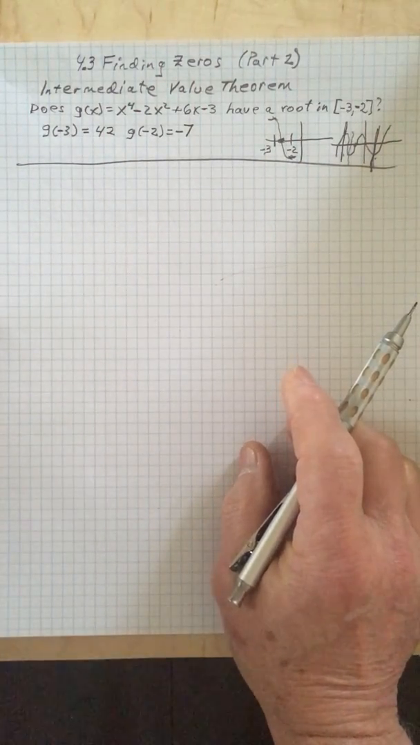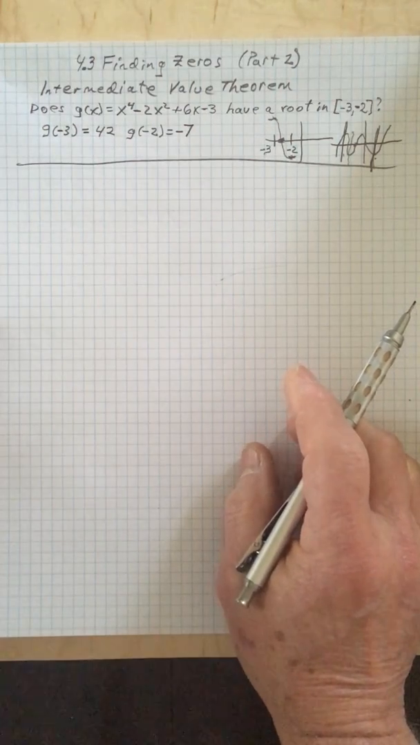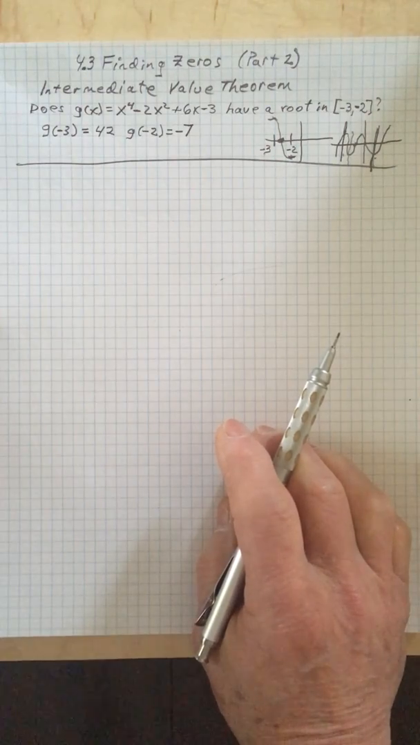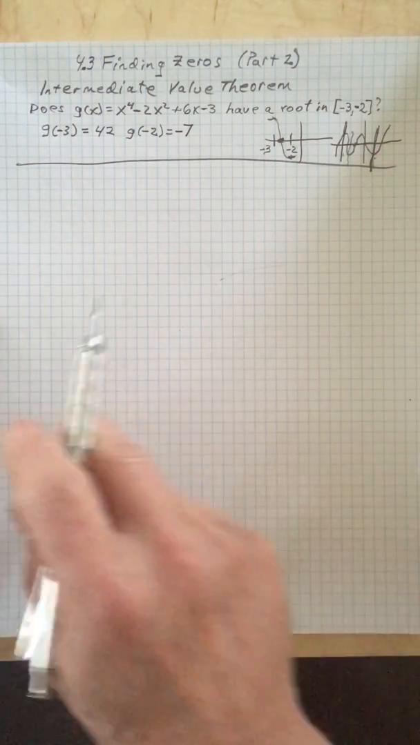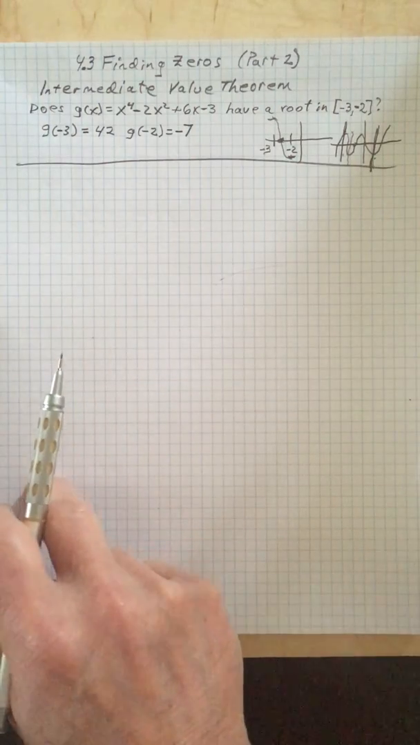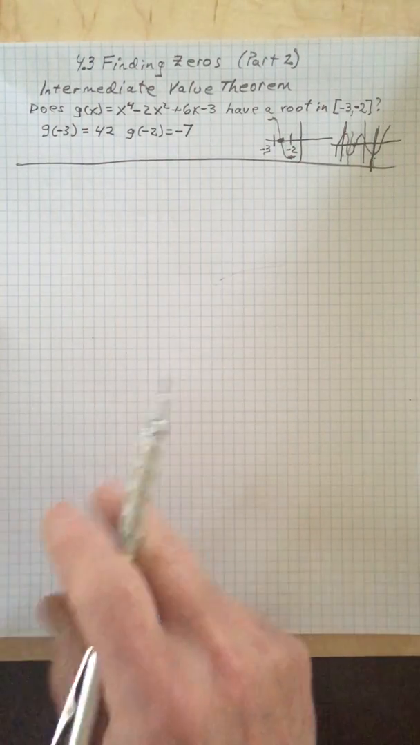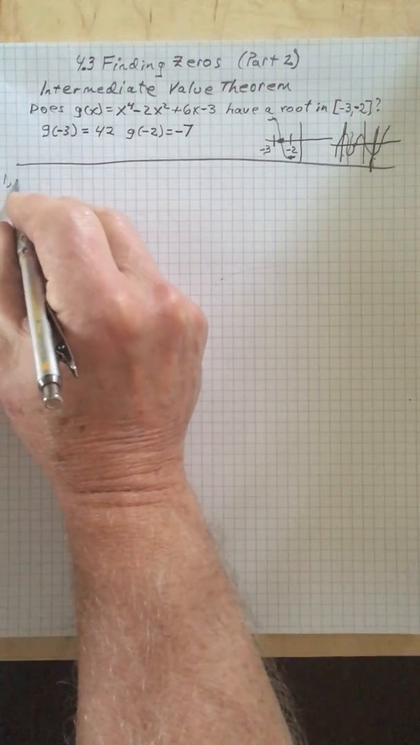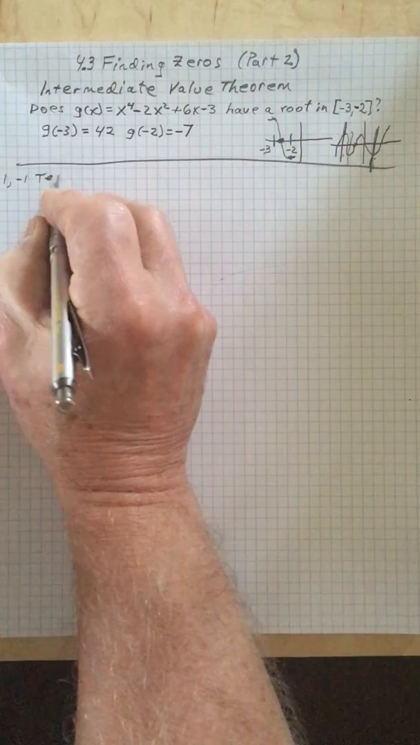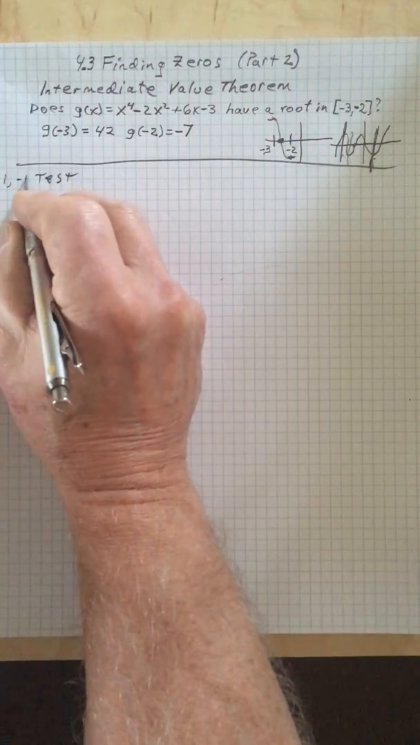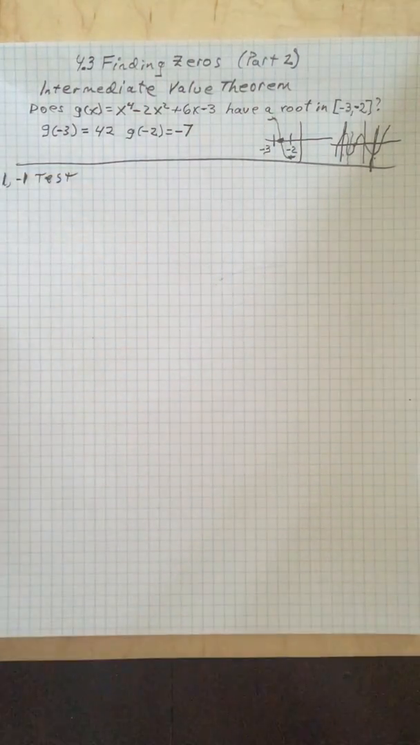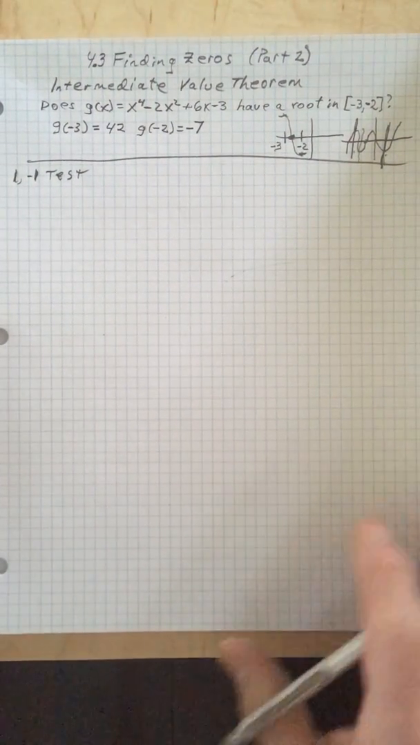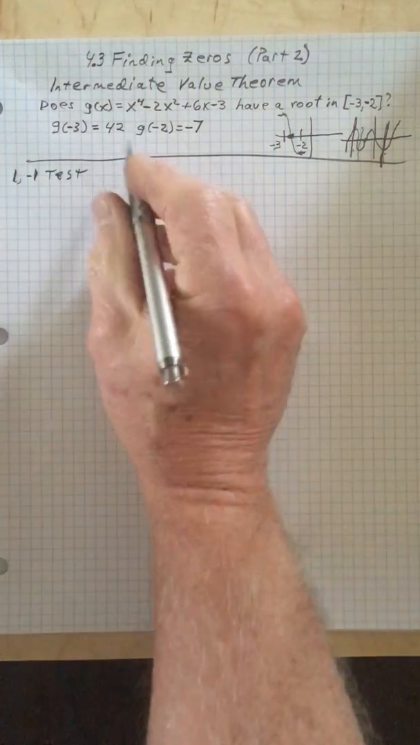Let's move on now to a test where we can take a look at a polynomial equation and figure out quickly if at least it has a zero at 1 or -1 without doing a lot of work. So it's called the 1, -1 test. Okay, so the 1, -1 test, and here's how it works.